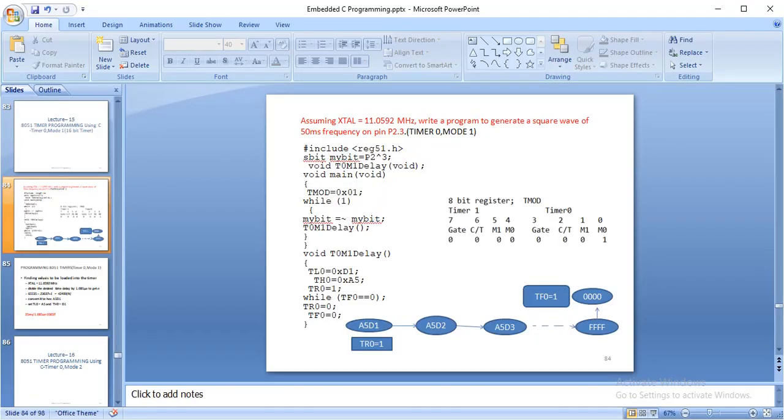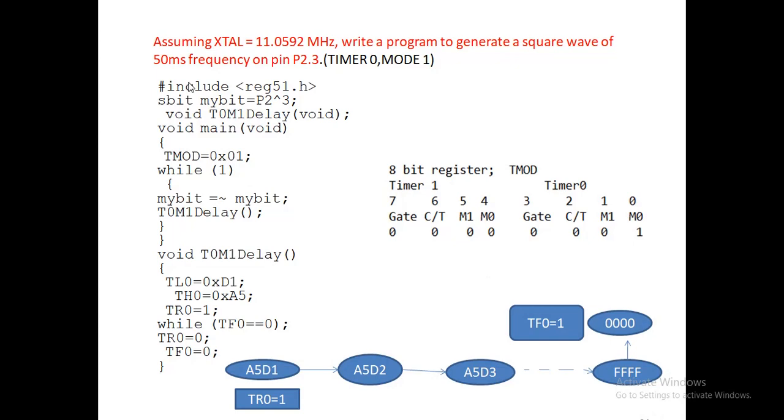So now come to the program. Here, include reg51.h. Why? Because we are using the registers TL0, TH0 and the TMOD register, which are available in the 8051 SFR. So we have to use include reg51.h as a header file.